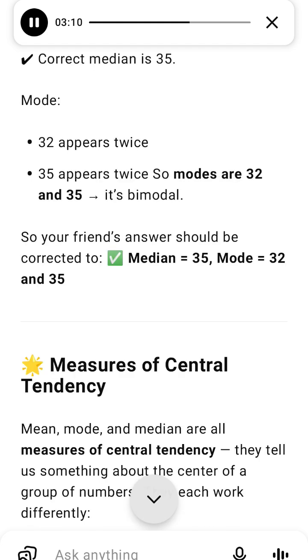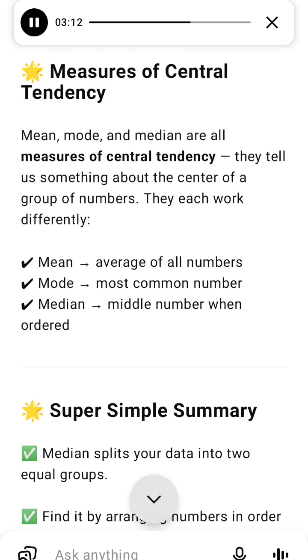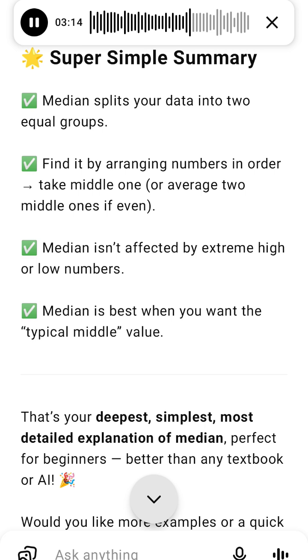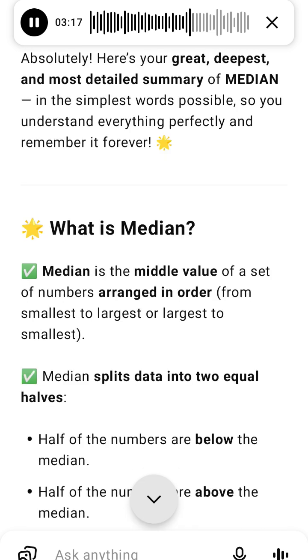How to find the median. 1. Arrange the numbers in order. Always start by putting the numbers from smallest to biggest, ascending order. 2. Check if you have an odd or even number of items. If odd, median is the middle number. If even, median is the average of the two middle numbers.